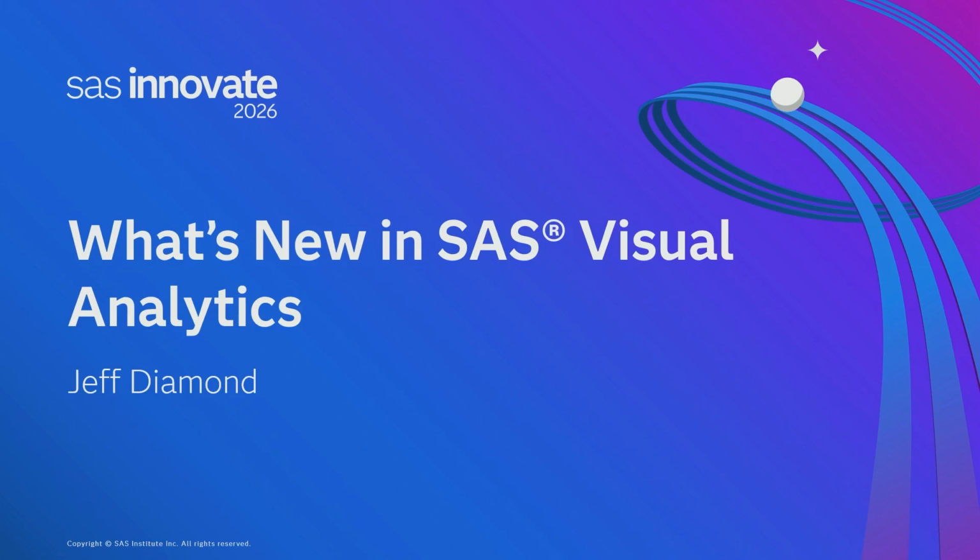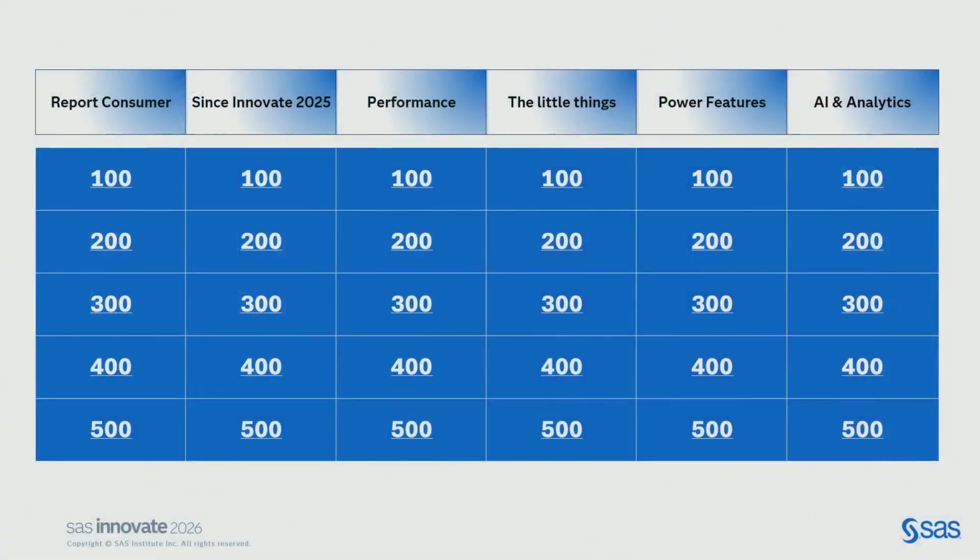This year I decided to take a little bit wider view of what's new in Visual Analytics for VIYA 4. So we're gonna have some fun. The format we're gonna follow will be familiar to you. This is a game board, a trivia game board with clues. And we have here 6 categories: report consumers, since Innovate of 2025, performance, the little things, power features, AI, and analytics. So these will be our 6 categories.